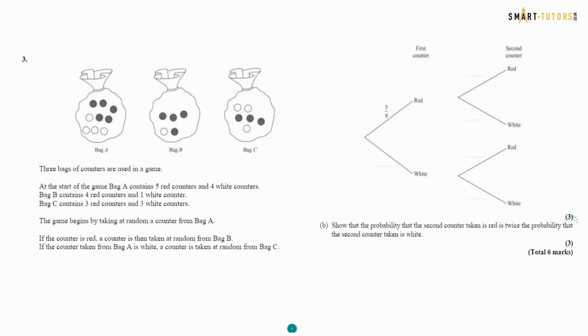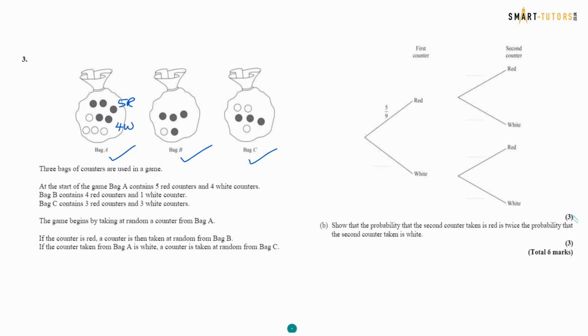Question number 3. 3 bags of counters are used in the game. So bag A, bag B, bag C. At the start of the game, bag A contains 5 red and 4 white counters. So 5 red here and 4 white counters. Bag B contains 4 red and 1 white. Bag C contains 3 red and 3 white. The game begins by taking at random a counter from bag A, and if the counter is red, a counter is then taken at random from bag B.